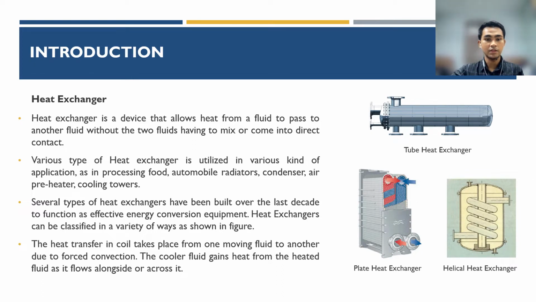There are several types of heat exchangers that have been built over the last decade, which can be classified in a variety of ways, such as the tube heat exchanger, helical heat exchanger, plate heat exchanger, spiral heat exchanger, and others. Due to forced convection in the heat exchanger, the cooler fluid gains heat from the hot fluid as the fluid flows alongside or across it.